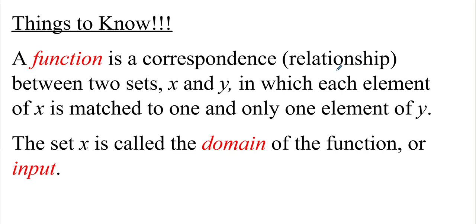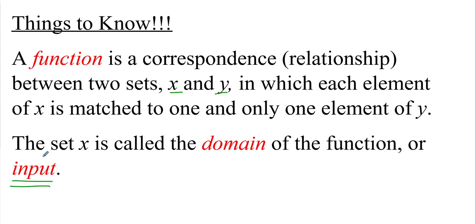Alright, so the first thing that we need to know: a function is what we call a correspondence or a relationship between two sets. We're talking x's and y's. We've used them before. This is where each element of x is matched to one and only one element of y. As we dive deeper, you're going to understand this a little better. We call our set of x values our domain. So just always think domain, x. Commit that to memory. The x values are the domain of our function.